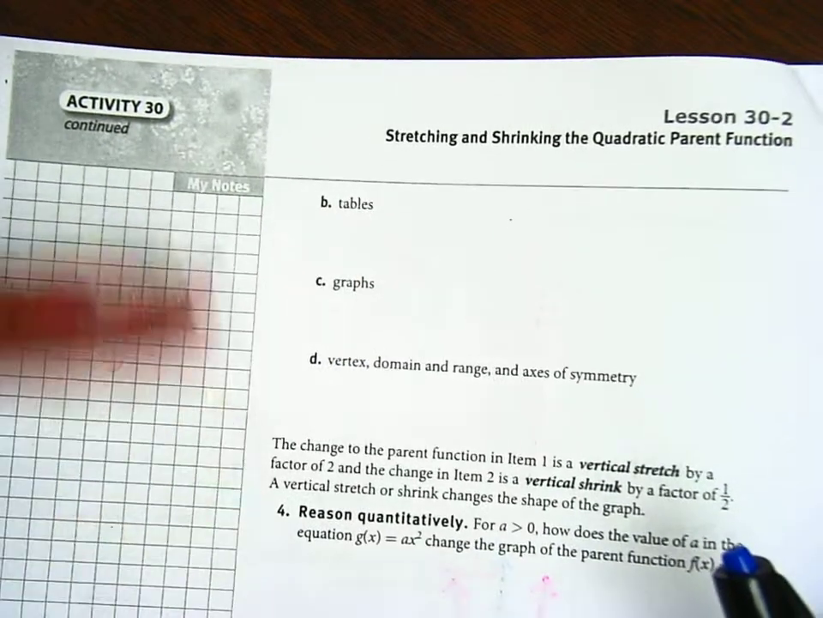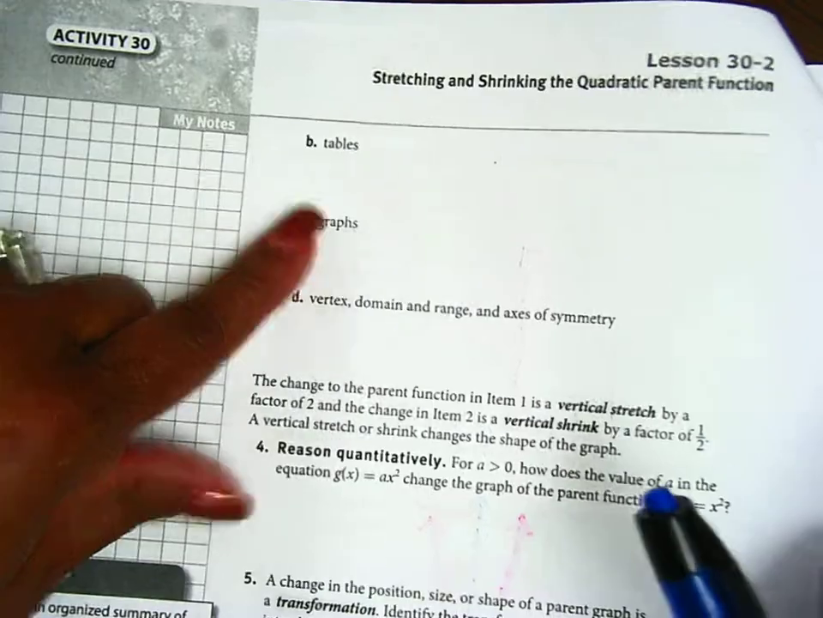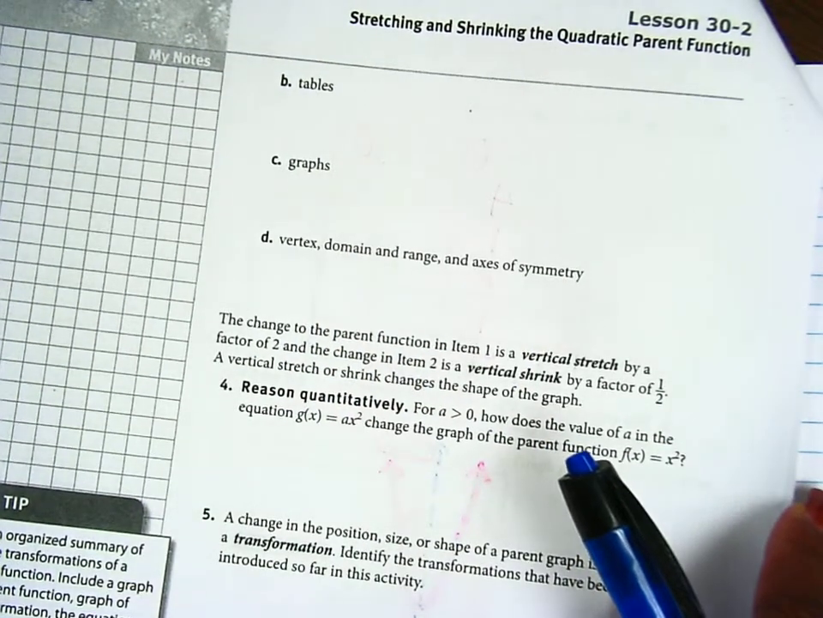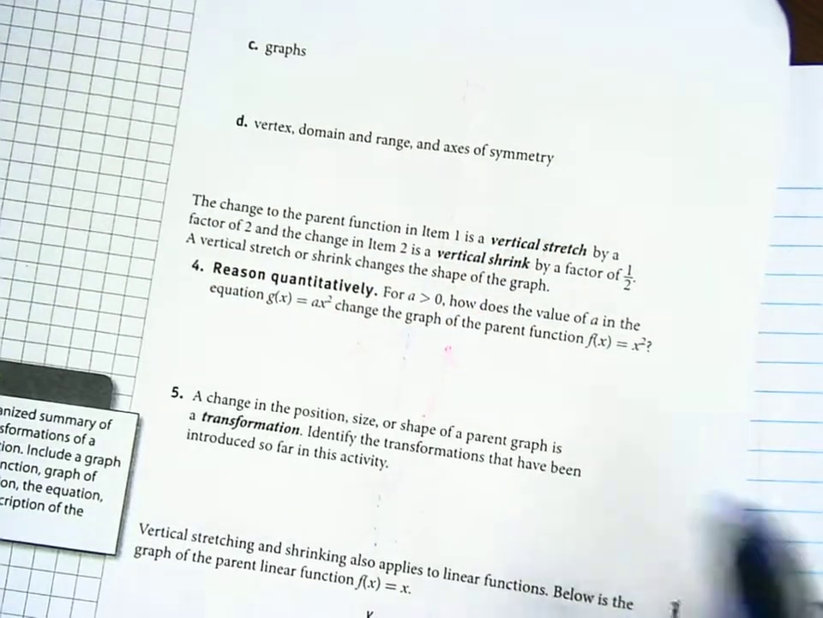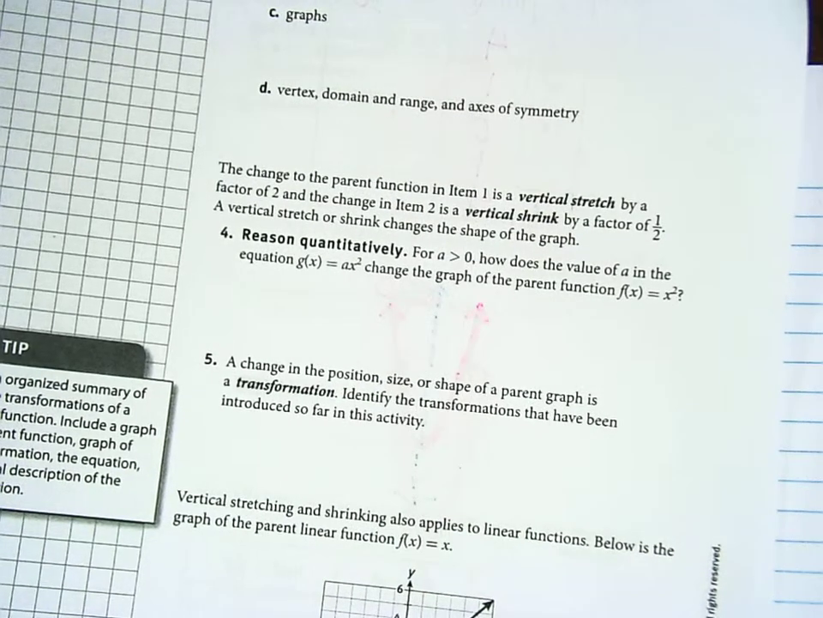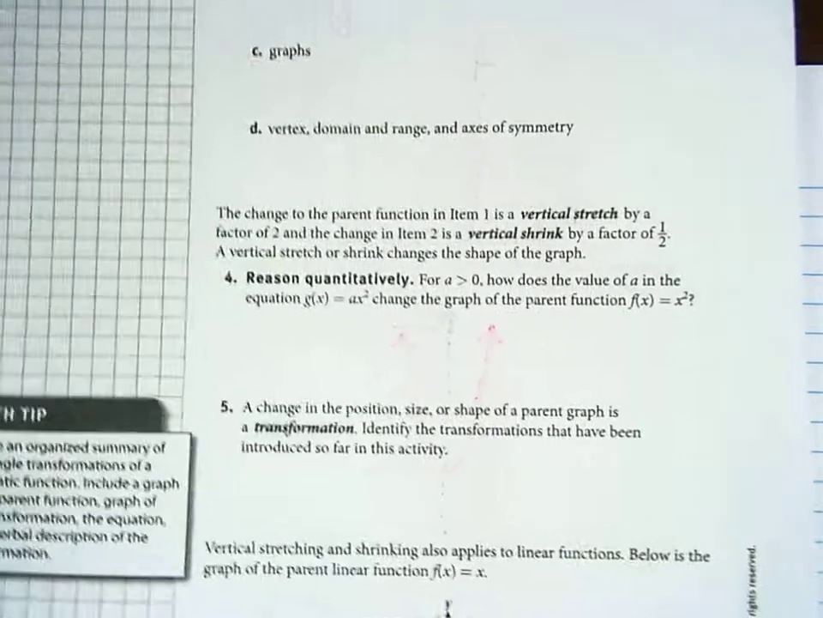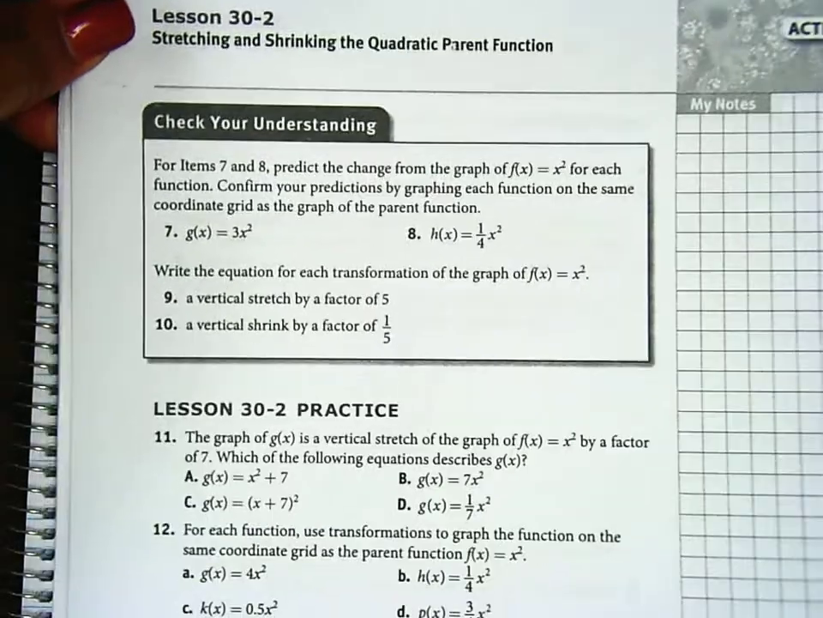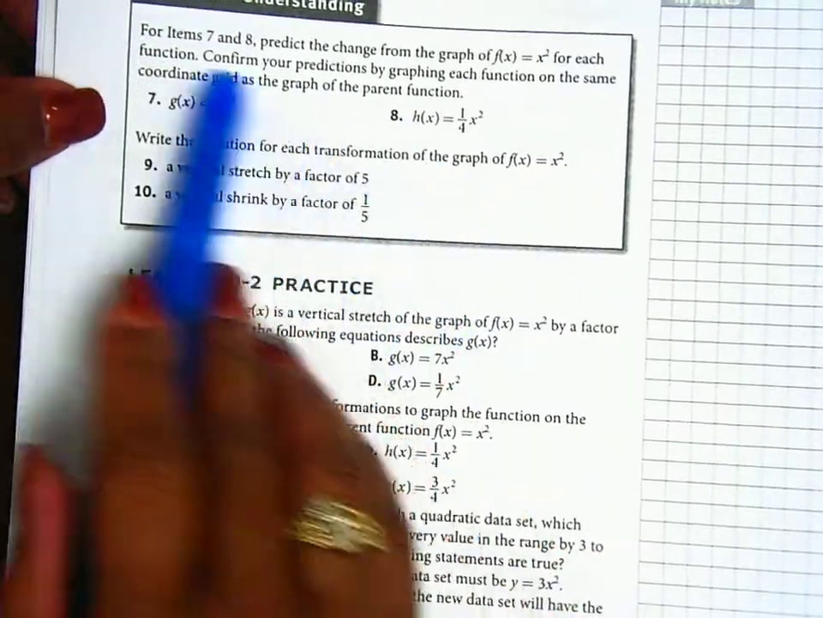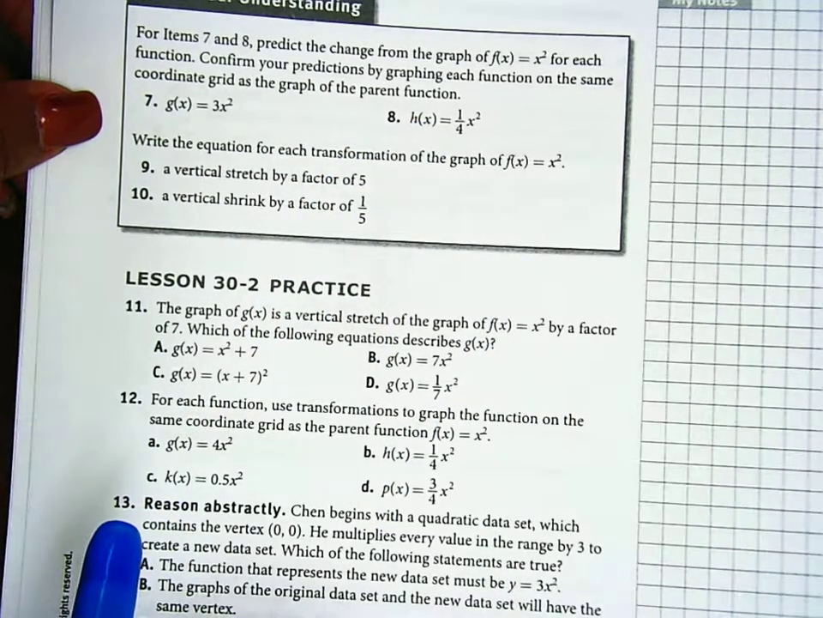So you look at the tables, the domain and range for it. You look at the graphs. You look at the vertex, domain, range, and you tell what you're observing. What do you notice? Read this. I'm not going to read that for you. Read the information. Most of you, if you just read and annotate so that you can understand what it's asking you. And you continue on and you just read through the items and answer it.